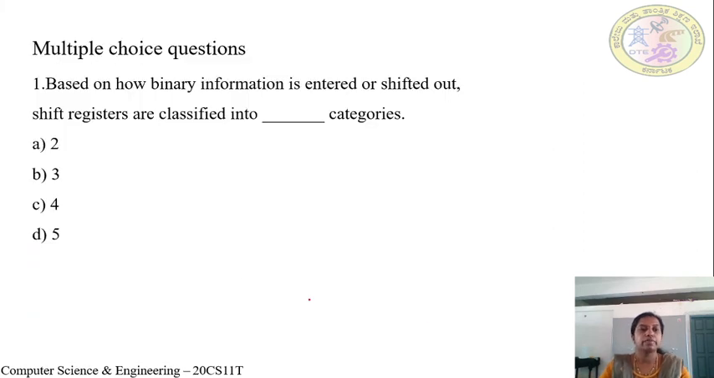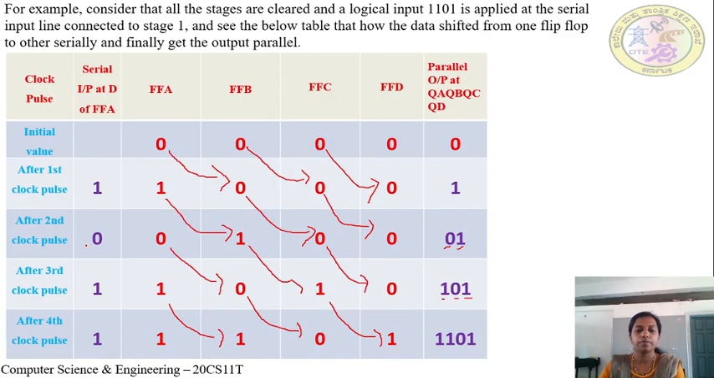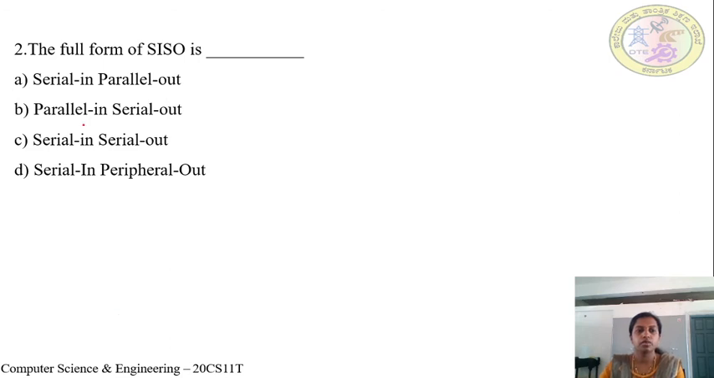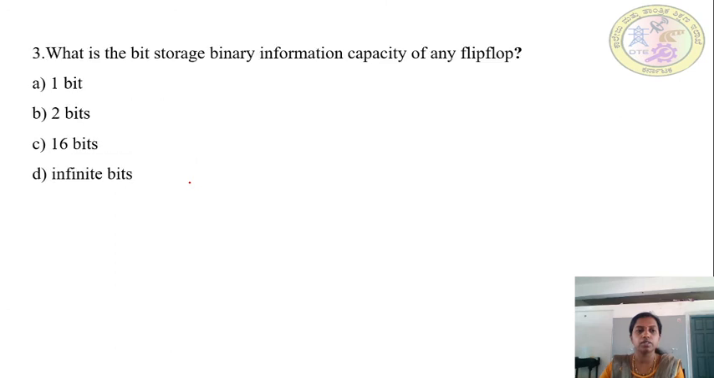We move on to the multiple choice questions. Based on how binary information is entered or shifted, shift registers are classified into dash categories: A 2, B 3, C 4, D 5. Answer is C 4. The full form of SISO is: A serial in parallel out, B parallel in serial out, C serial in serial out, D serial in parallel out. Answer is C, serial in serial out.